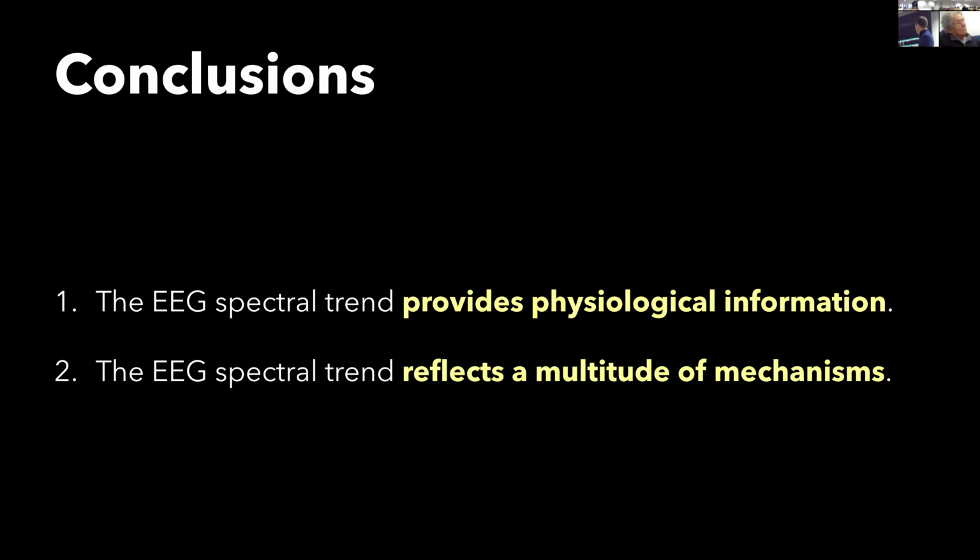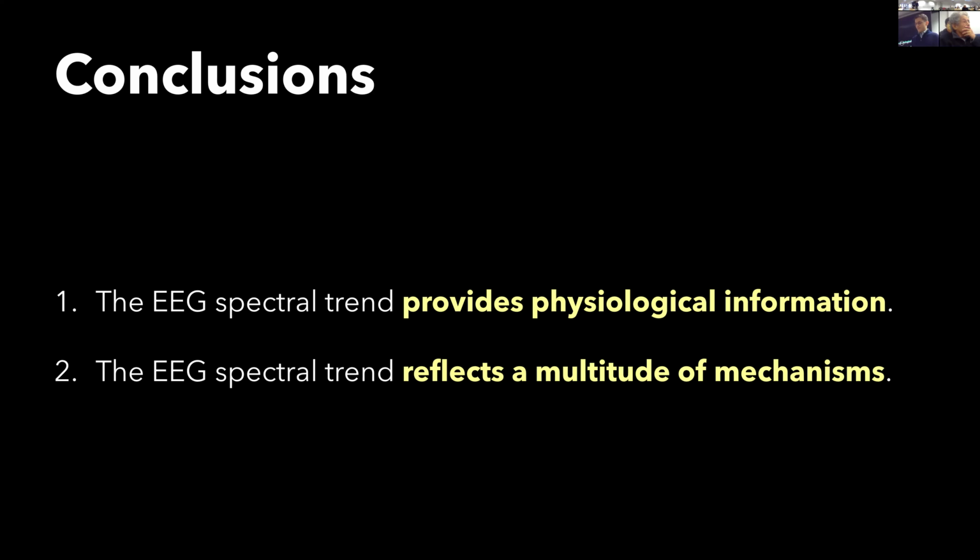The second is that the EEG spectral trend reflects a multitude of mechanisms. There are those who might argue it's due to some universal critical state of the brain, but it's actually much richer than that. And there are many different things, from the single neuron level to the network level, that are going to change the spectral trend.